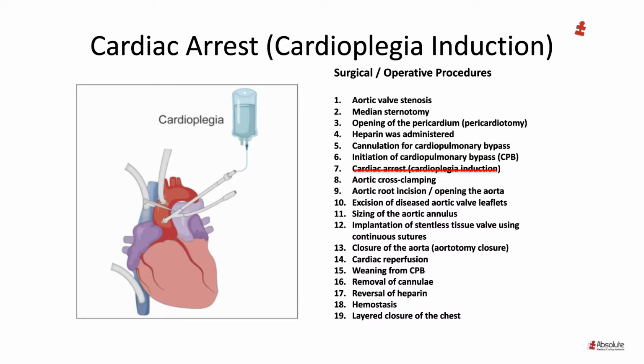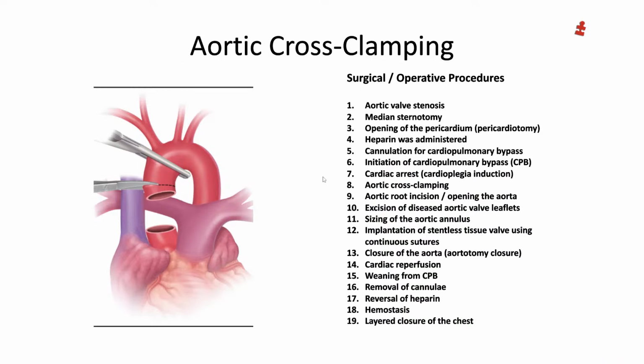Yes, the machine is doing the work. And then they move on to aortic cross clamping. Yes, they want to stop the blood flow. So they're going to cross clamp it so that the heart can be kept still and bloodless throughout this valve procedure. And no, we're not going to code for it, putting a line through it.